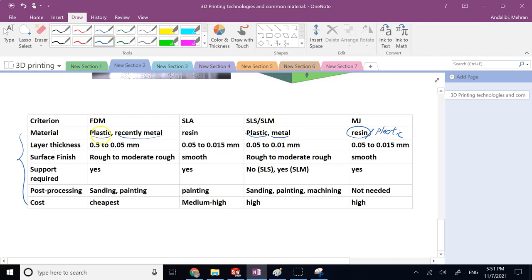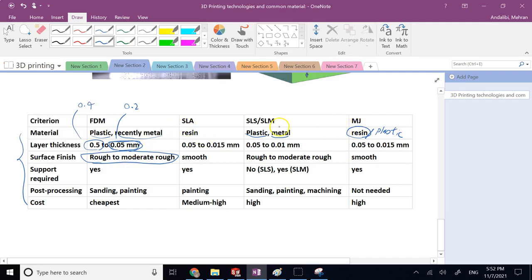The layer thickness for FDM is between 0.5 to 0.05 of a millimeter. Like for example, Prusa on a normal mode is at like 0.2 mil, but it can go as low as 0.05. And for rough prints, it can go to 0.4 or 0.5. Some printers like MakerBot operate at 0.4. So there are all sorts of layer heights, but definitely, unless you use this very bottom one, they are mostly rough surfaces. So surface finish is rough to moderate rough.